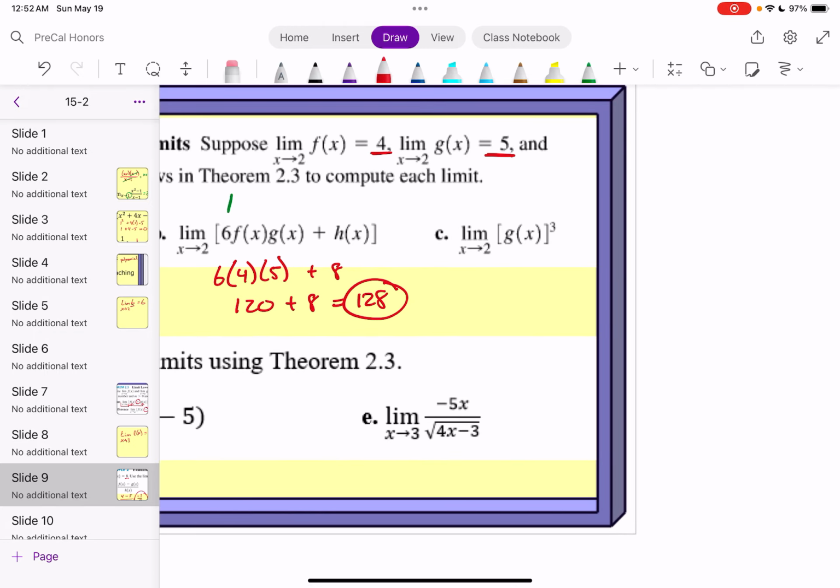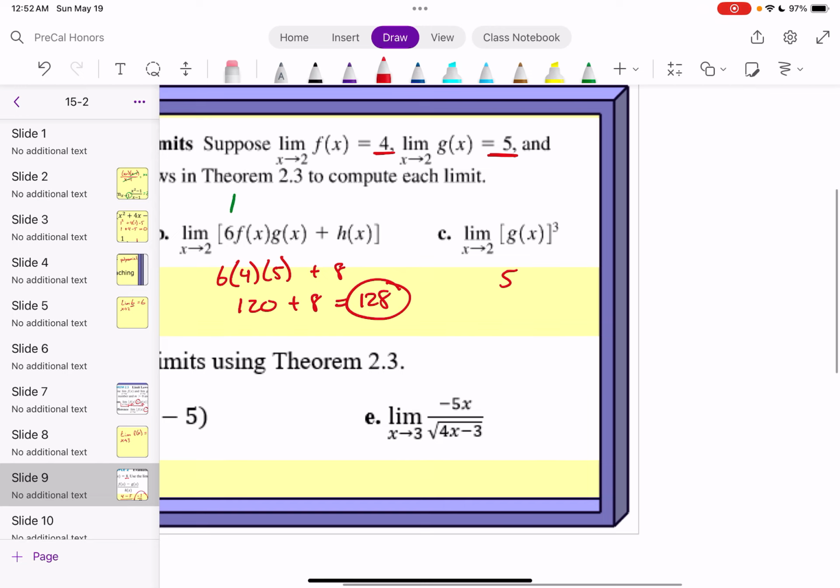In C, we have g of x, which is equal to 5 to that third power. Our final answer here is 125.